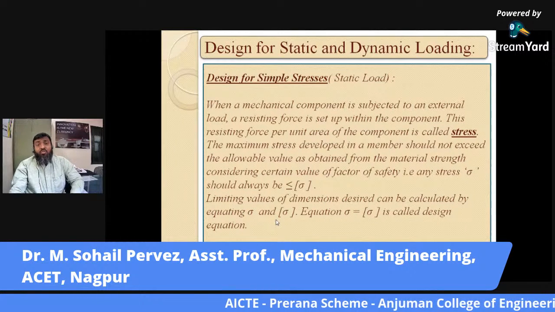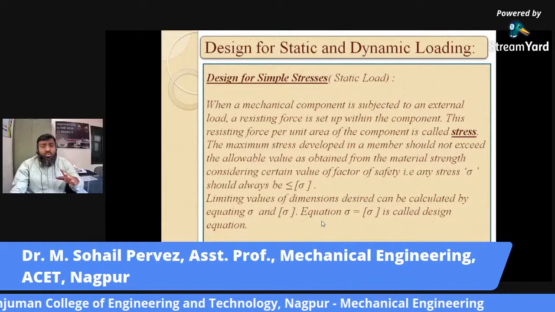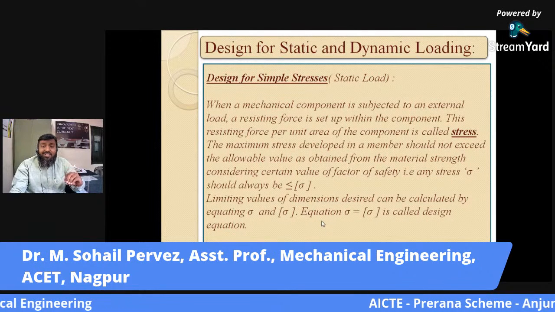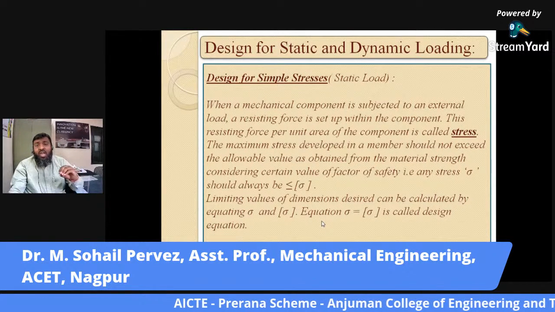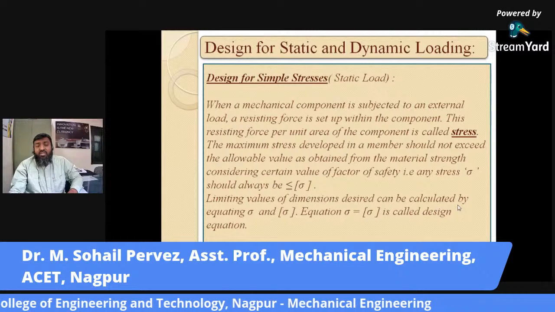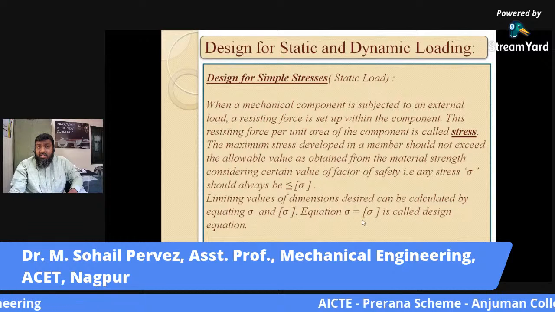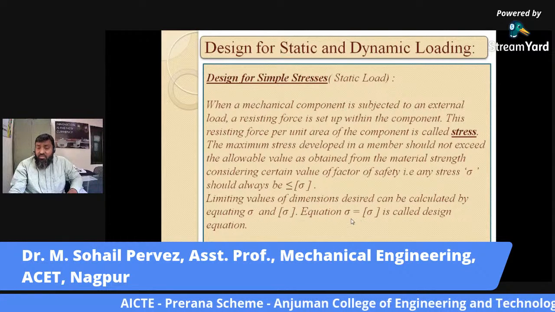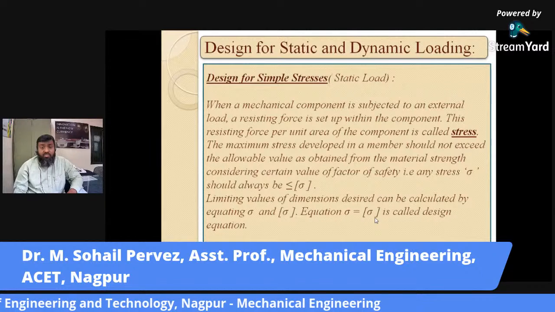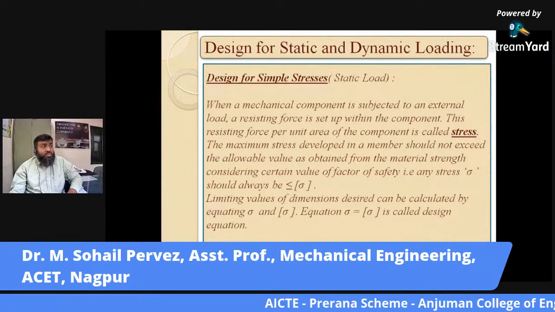So, allowable stresses. Whatever load is applied at present on that particular component, due to that load some stress would be developed or resisted or generated, and that stress should not exceed the allowable strength of that particular material. That's why some limiting values of the desired dimensions can be calculated by equating, sir, this is very important, the induced stress, at the most, to be equal to the allowable stress. I am repeating over and over, this equation is very important, that is known as the design equation.